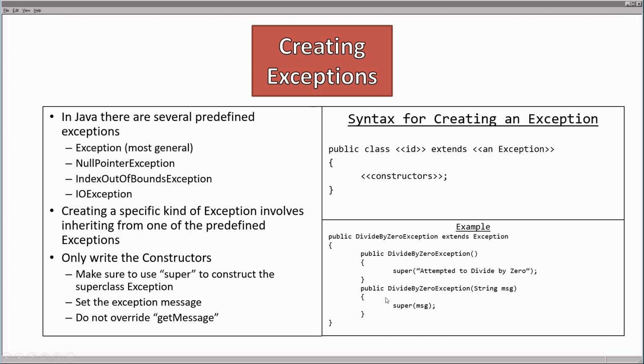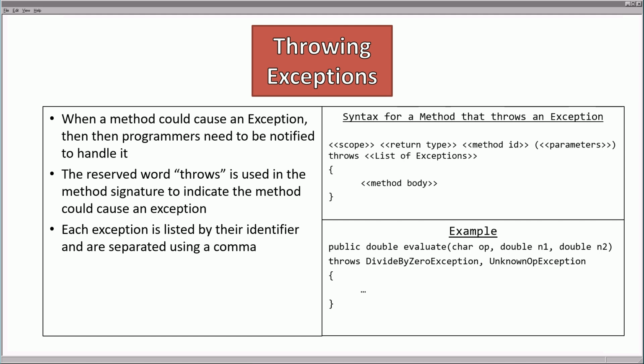Now similarly, we have the parameterized constructor which passes in this string message and then assigns the message here. The main idea is to keep in mind, if we are creating our own specific version of an exception in Java, we need to inherit from one of the predefined exceptions. From there, we also need to set that exception message. Now, in order to use these exceptions, we have to throw them.